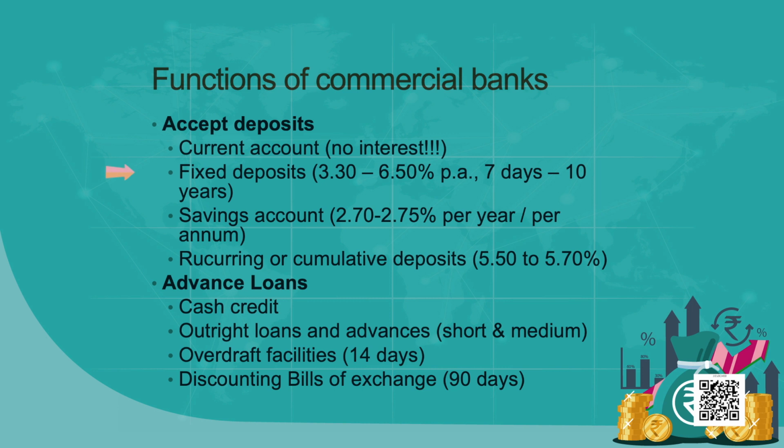What does this 3.3% mean in simple terms? Though this is not the way banks calculate, I will tell you in a simple way. Suppose you deposit 1,000 rupees in the bank as a fixed deposit for 10 years. After 10 years, you will receive 1,000 rupees plus 6.5%. For every 100 rupees, 6 rupees 50 paise you will get. This is the interest rate per annum. That means on 1,000 rupees, you will get 65 rupees every year.